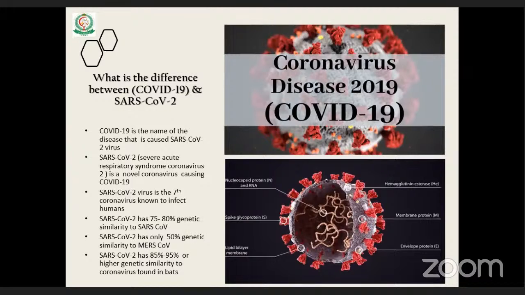So by now we know that COVID-19 is the name of the disease. It stands for coronavirus disease, an infection that occurred at the end of 2019. And SARS-CoV-2 is the name of the virus causing this pandemic. The name was given to SARS-CoV-2 because it has a genetic similarity of around 80-85% to SARS-CoV-1. And it also carries a genetic similarity of 50% to MERS-CoV. And up to 95% or more genetic similarity to coronaviruses found in bats.